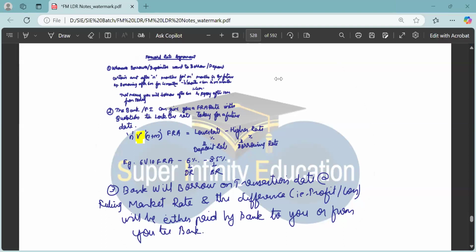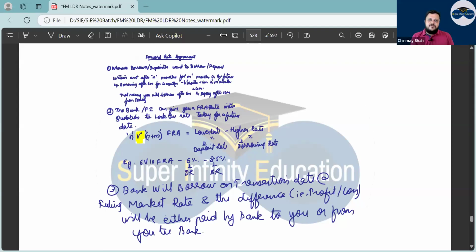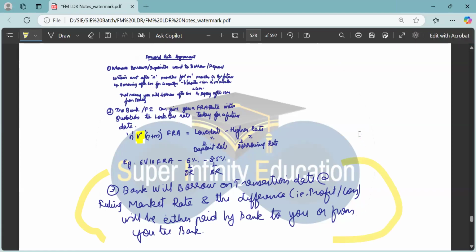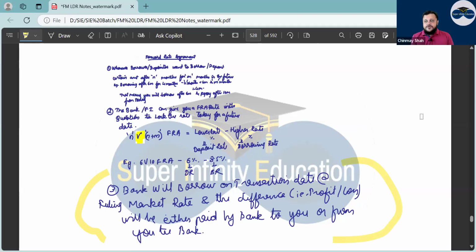Tell me. FRA. Remember. The bank will borrow at the market rate on the transaction date. Bank will lend to you or accept your deposit at the market rate. But what will they do? If you have won the bet, they will pay you extra. If you have lost the bet, then you will pay extra. If you remember, correct? Yes, sir.